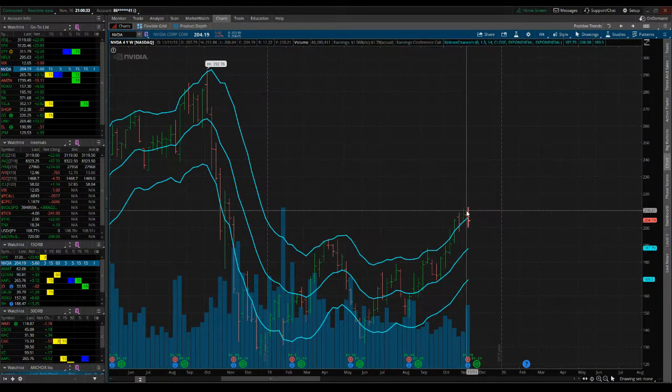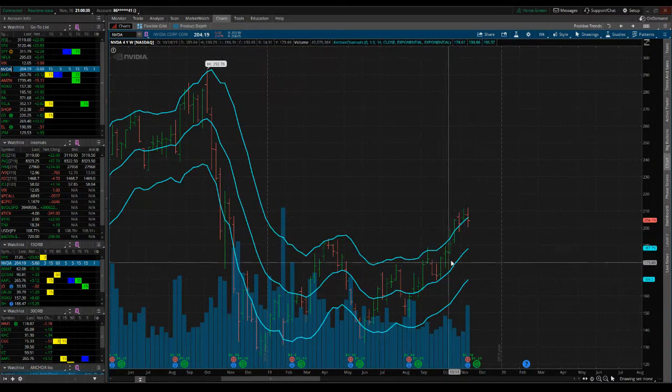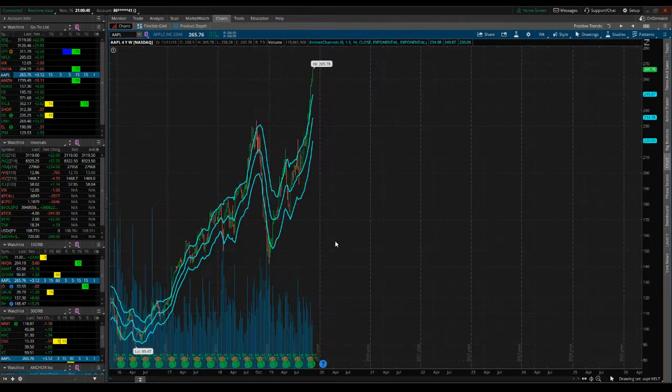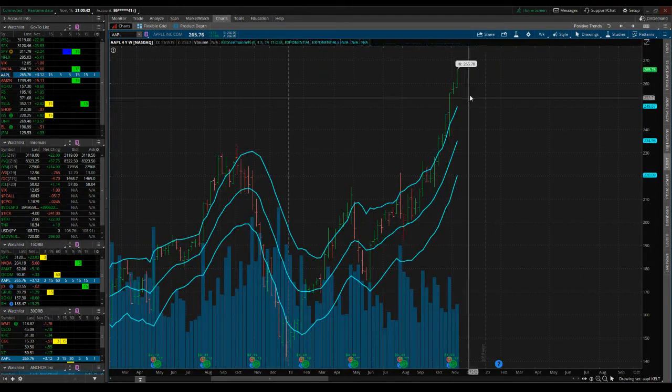So here we pushed over these levels right here. We'll see it's still kind of trending up. Now we just got over the upper Keltner channel there. Apple. Big push over these levels right here. It's looking parabolic at this point. Very dangerous.